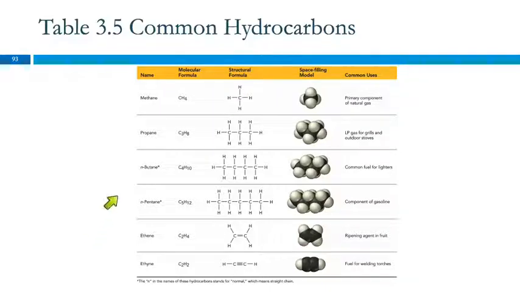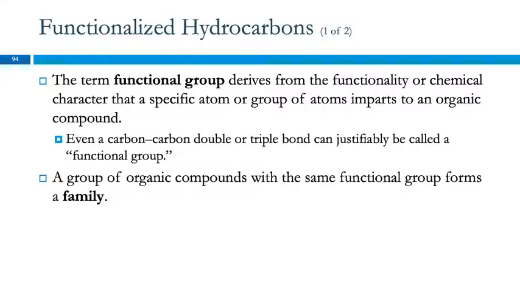You can see like ethene, right? The eth means 2 and the ene means a double bond. So here we've got 2 carbons with a double bond. Ethyne with a triple bond. The functional group changes the functionality of that specific molecule or atom. And so we can put organic compounds with the same functional group into families.